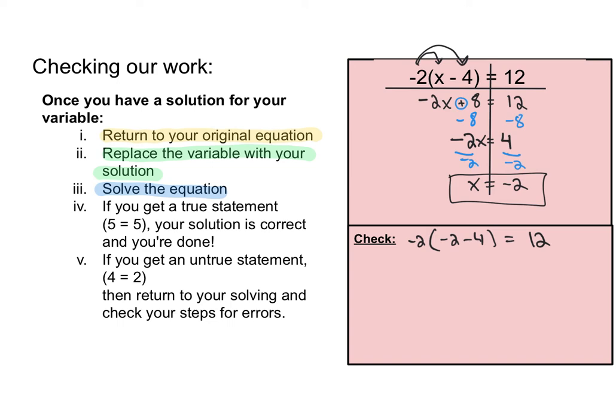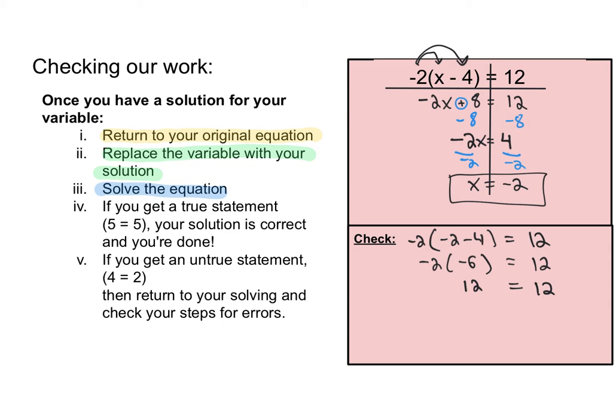So order of operations, can do my parentheses first. I have -2 groups of -6 should equal 12. And then I can distribute that and say -2 times -6 is a positive 12. And positive 12 does indeed equal 12, which tells me we did it correctly.